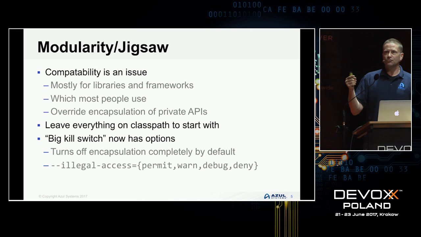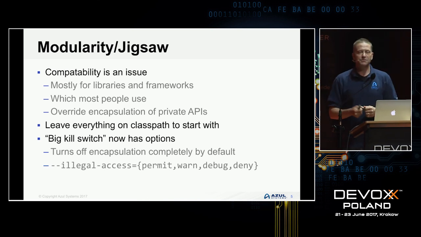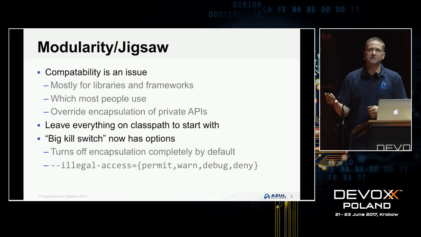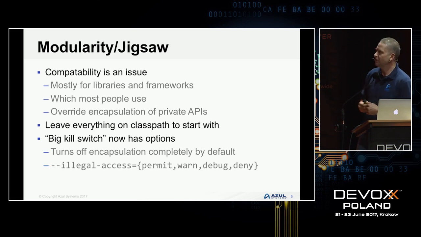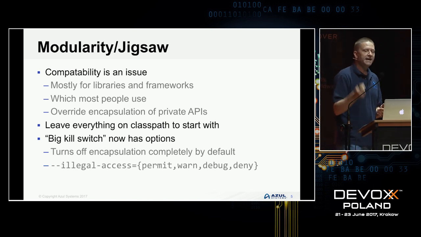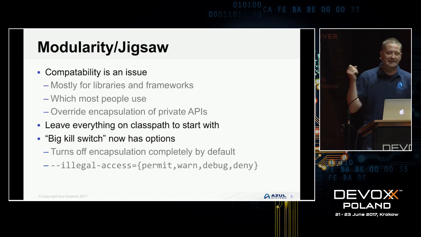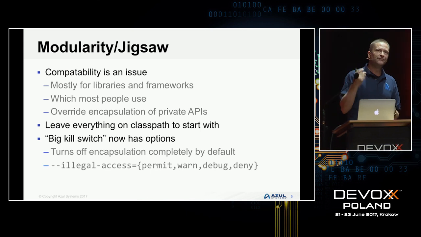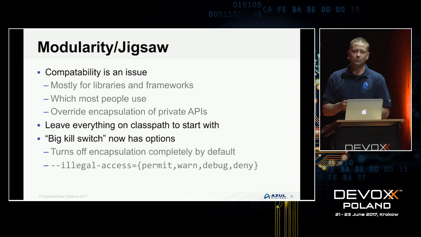Now, this was originally a single option, which was --permit-illegal-access. That has recently changed in the last couple of weeks, as part of the reconsideration of the specification, into an option called --illegal-access, which has 4 different options associated with it.